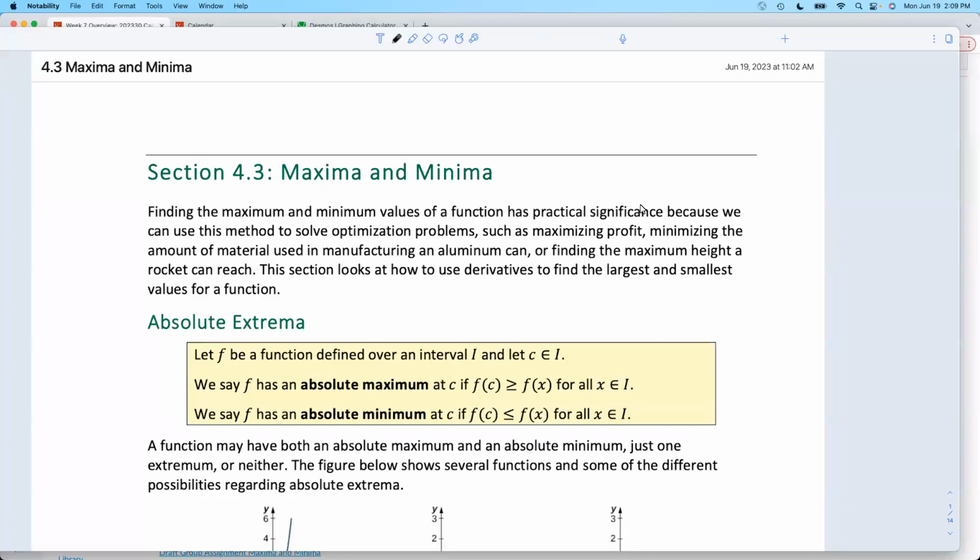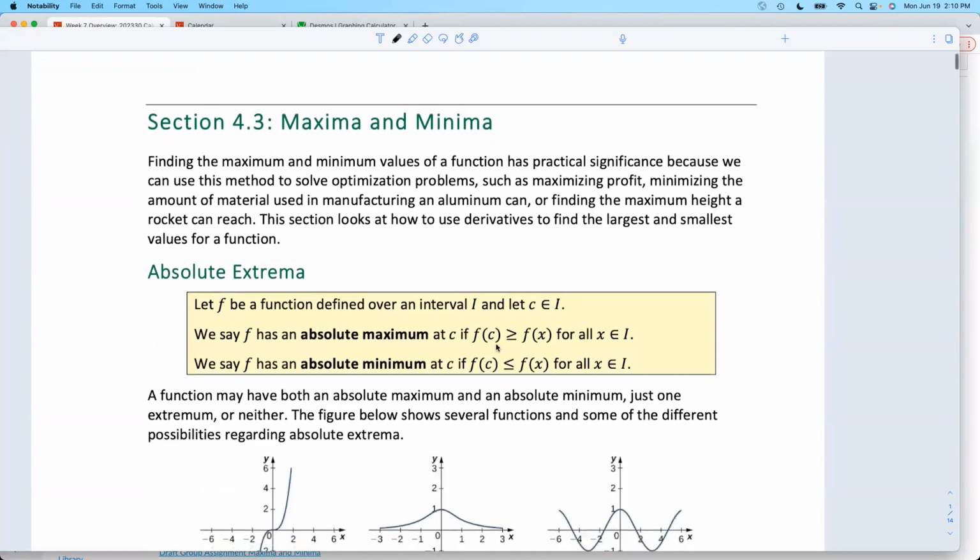Okay, a couple of definitions. So we've got some function f that's defined over some interval, and c is a number inside that interval, some x value. Then we say f has an absolute or global maximum. I'm going to use those terms interchangeably. Absolute maximum, global maximum at the value x equals c if that y value is bigger than all the other values in the interval, bigger than or equal to.